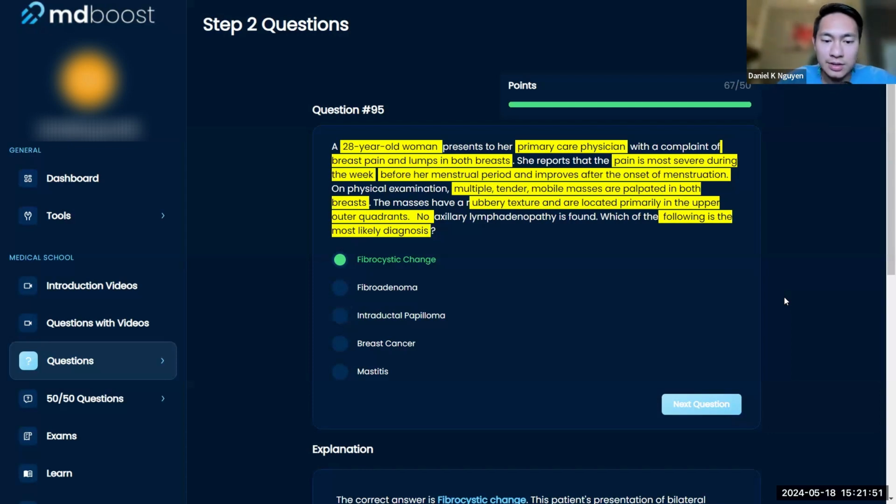Okay, and then if you go down the list, like intraductal papilloma, right? I think that's the one that likes to bleed, if I'm not mistaken. I might be incorrect there. And then breast cancer, right? That's going to be different, hard, maybe some axillary lymphadenopathy, right? Maybe some puckering of the skin, right? The peau d'orange sign, right, is what they always test you on. And then mastitis is just infection, right?